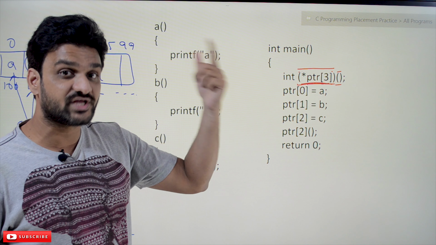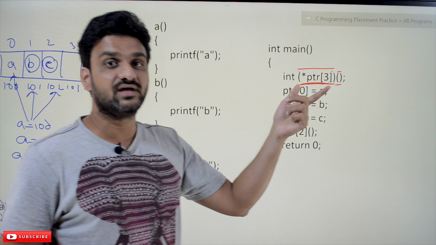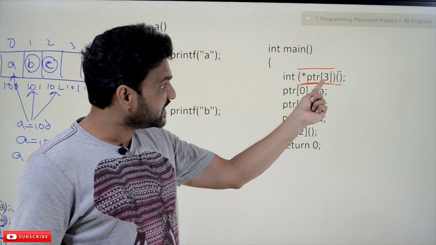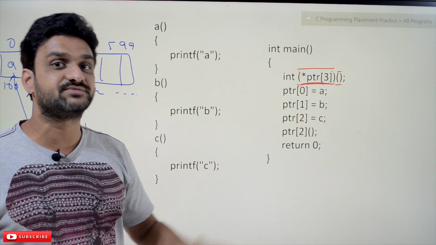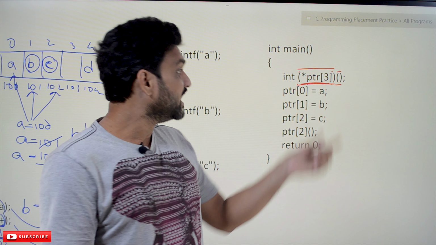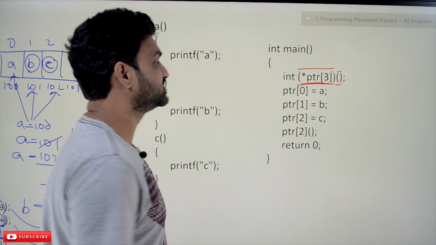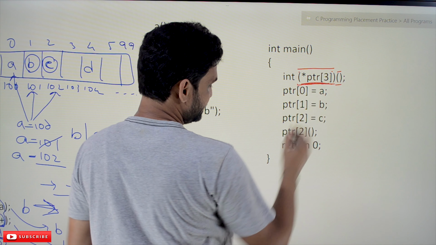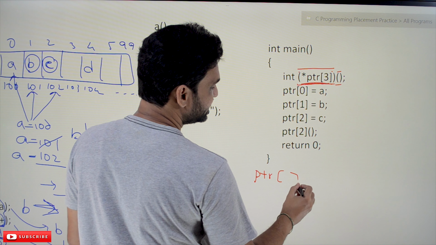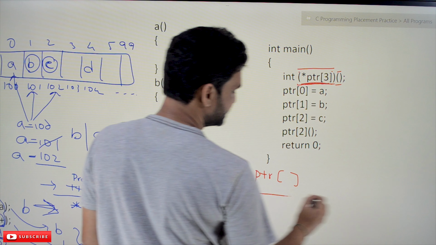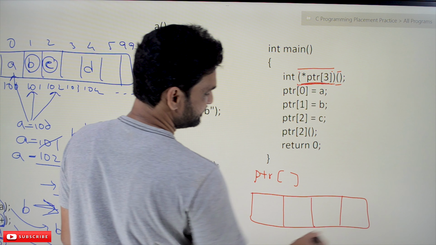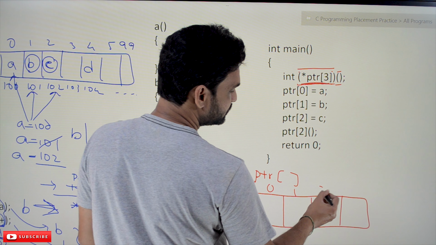This is how we have to think, and this is how the compiler will execute. Between the star and the square bracket, which one has the highest precedence? The square bracket has the highest precedence. As the square bracket has the highest precedence, ptr is an array. ptr is an array of 3 elements: 0, 1, 2.